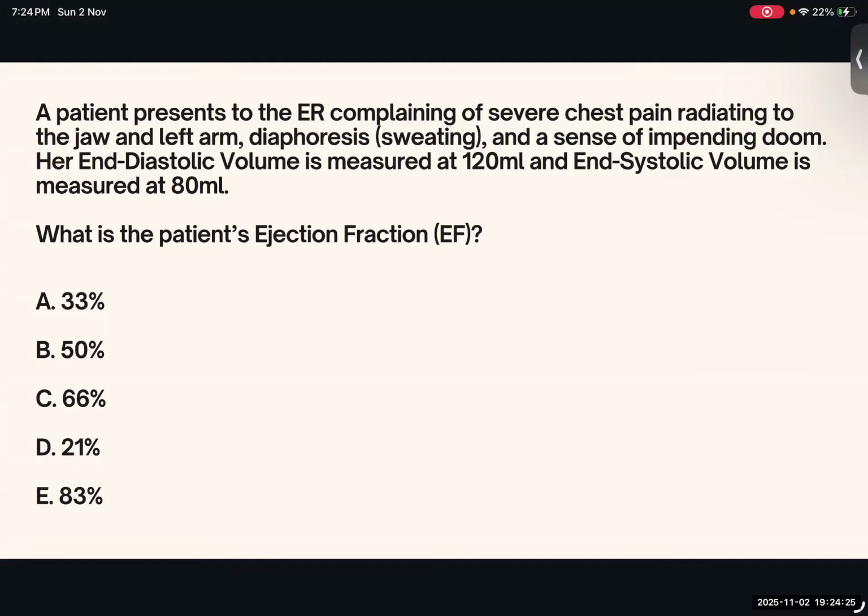A patient presents to the ER complaining of severe chest pain radiating to the jaw and left arm, diaphoresis or sweating, and a sense of impending doom. This patient's end diastolic volume is measured at 120 milliliters, and her end systolic volume is measured at 80 milliliters. What is this patient's ejection fraction? Does anybody want to solve?